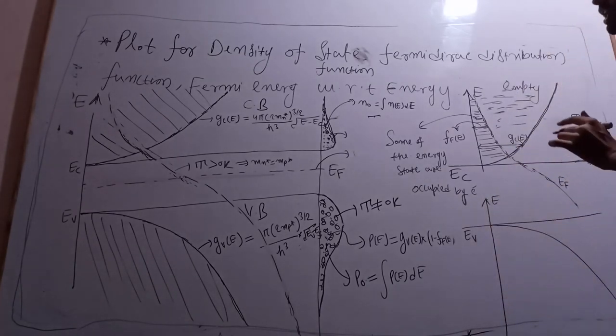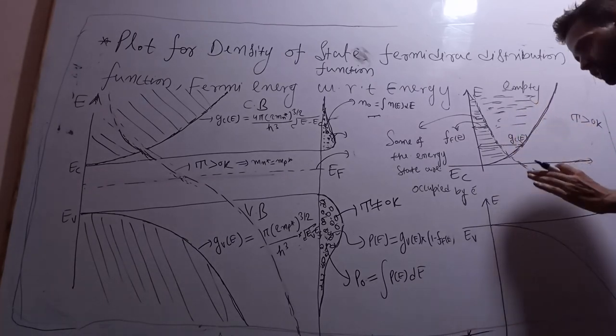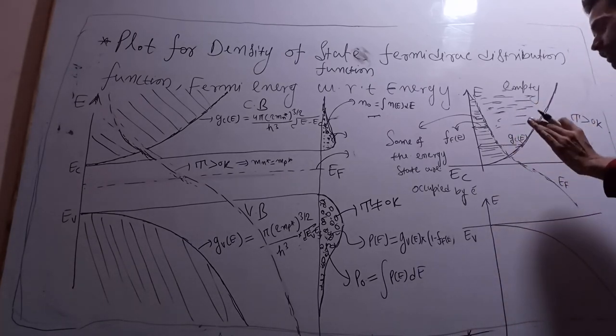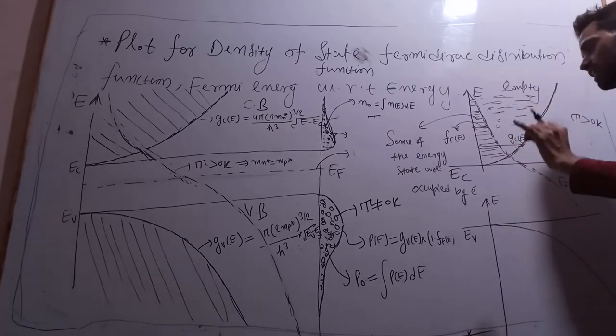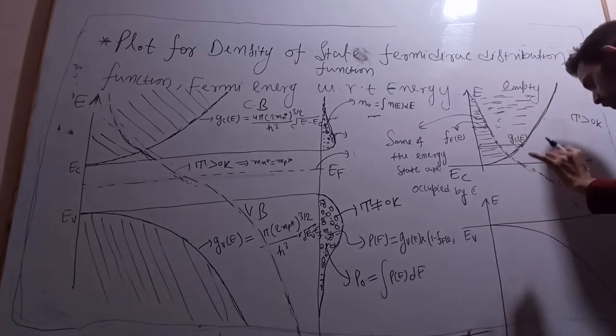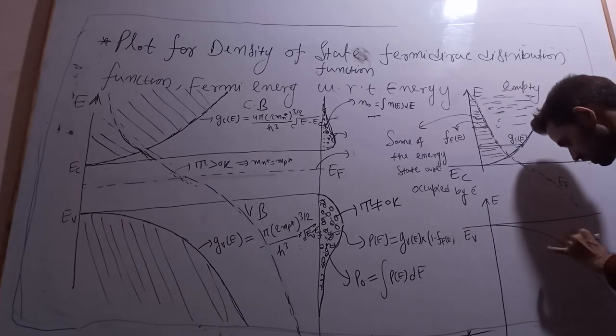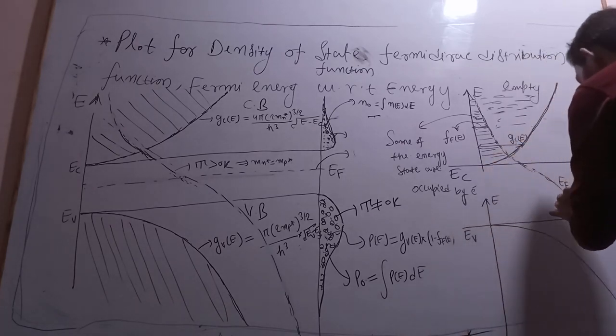This is the density of state function, or density of quantum states, or density of discrete energy states, where exactly the electron is sitting. So this is what gc of E.